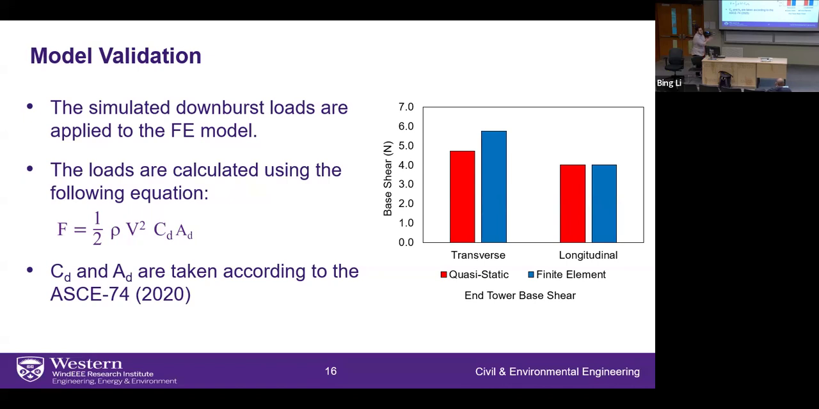But in the transverse direction, the finite element model has a higher base shear, which indicates that the drag coefficient for the tower defined in the code is conservative.